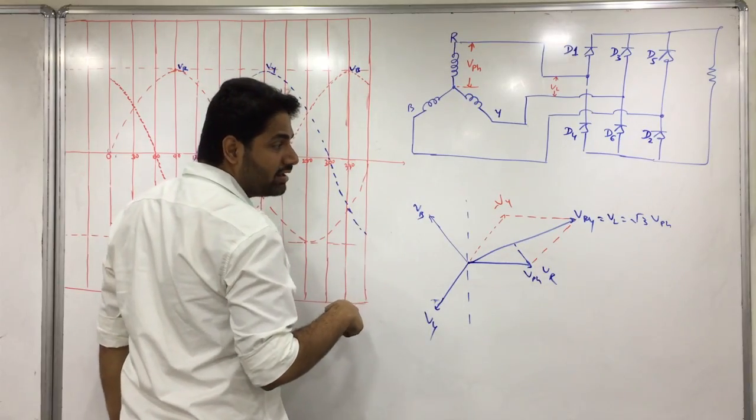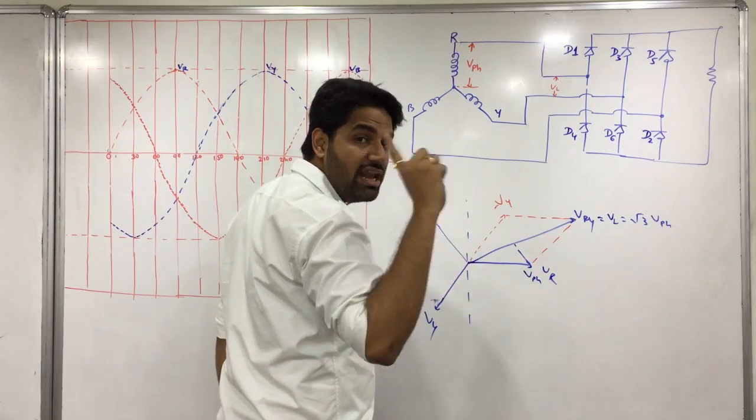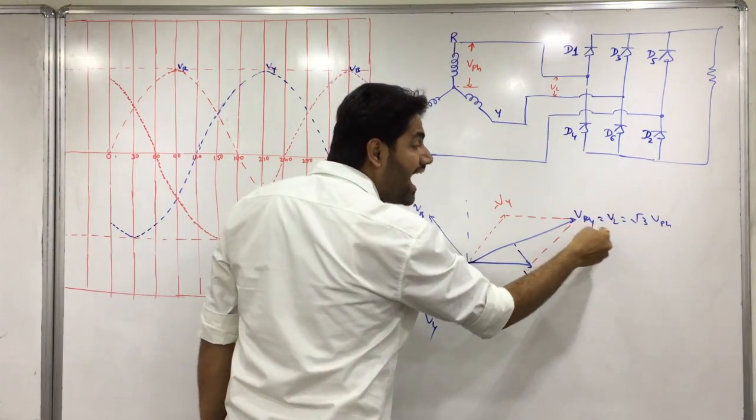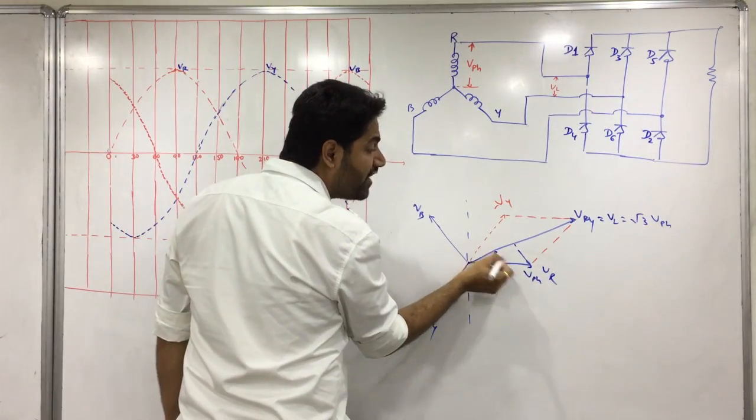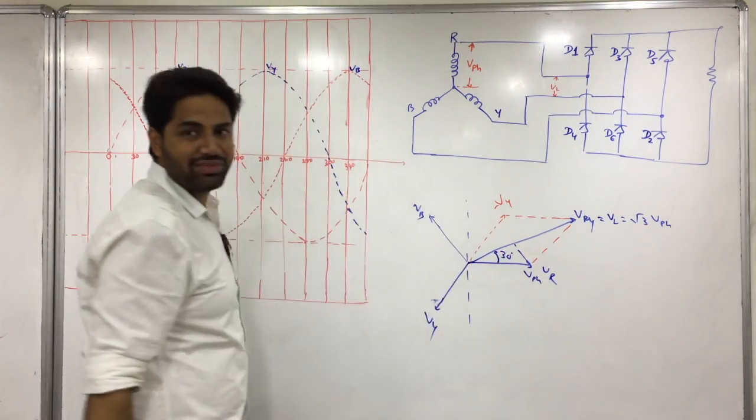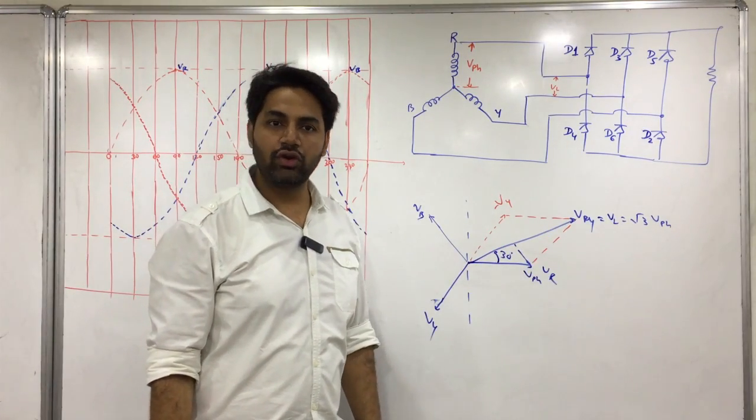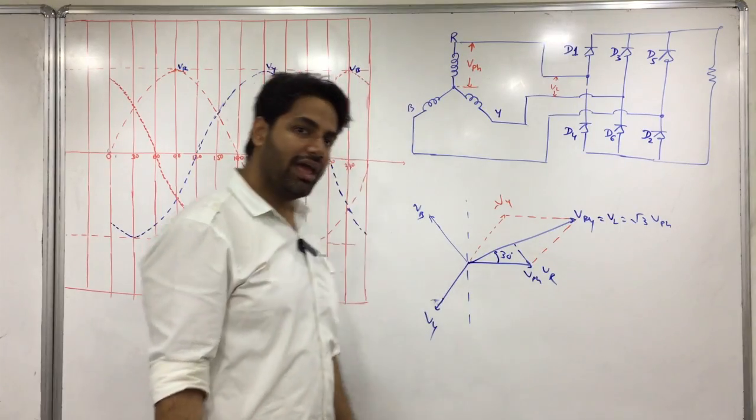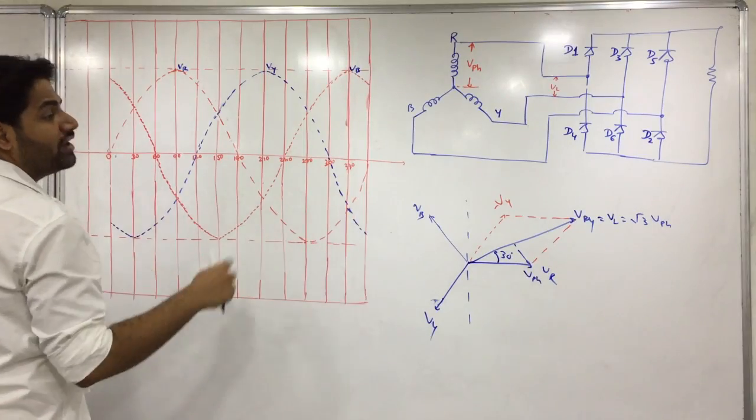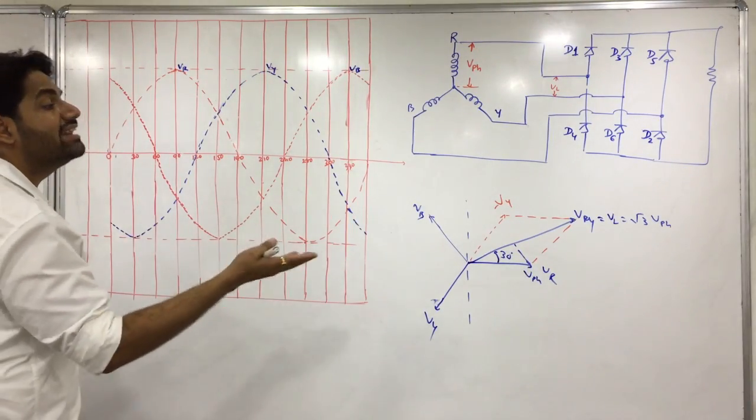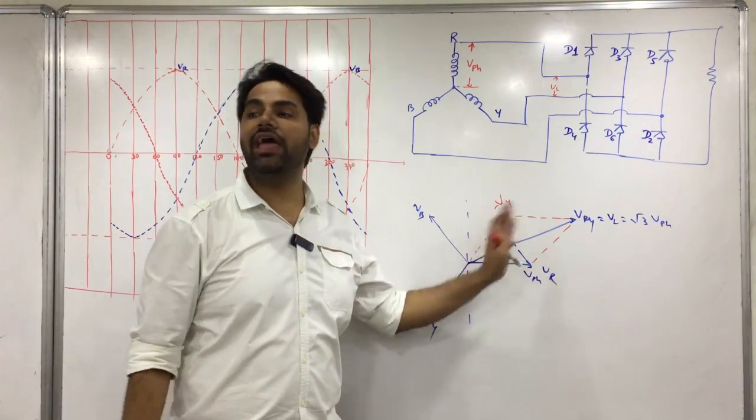I have taught you this in transformers as well, and in elements of electrical engineering as well, that line voltage leads phase voltage by 30 degrees. Line voltage leads phase voltage by 30 degrees. Yes or no? Do you understand? So line voltage is bigger, first of all, √3 times, and it leads its own phase voltage by 30 degrees.